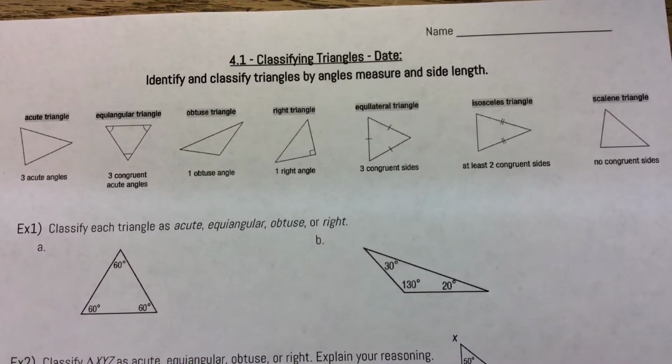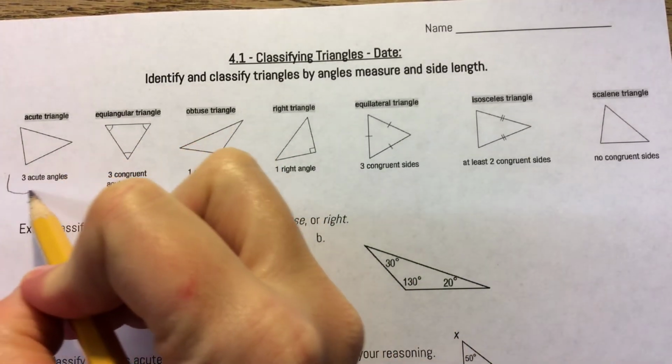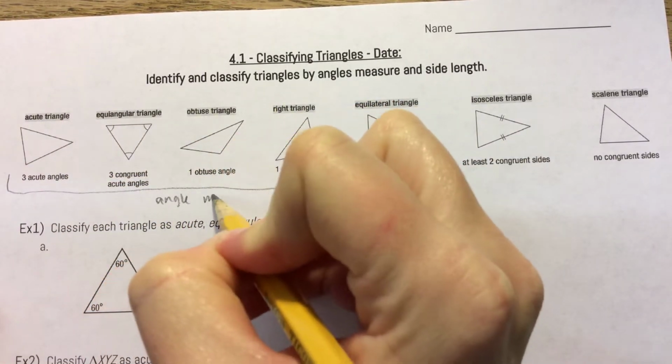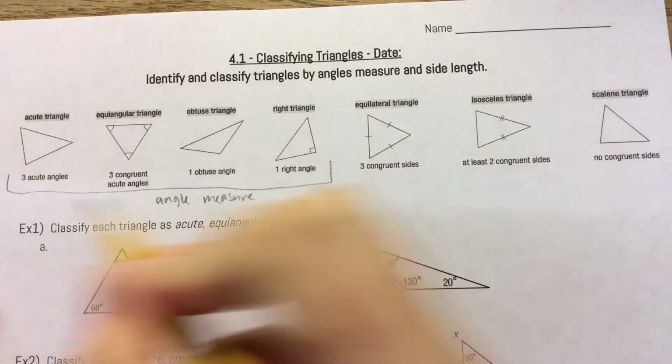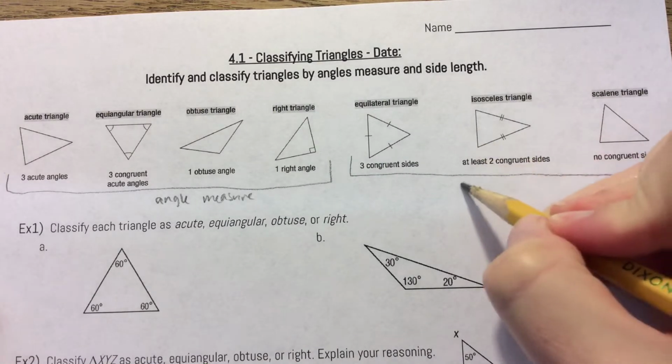Alright, we're looking at classifying triangles today, so we want to be able to classify them by both angle measure and side length. So these first four are angle measure, meaning those are being classified by their angles, and these three are side length.